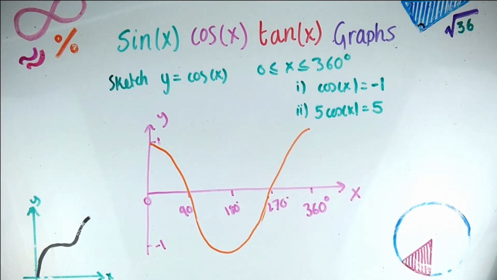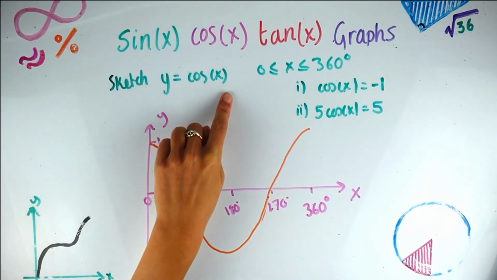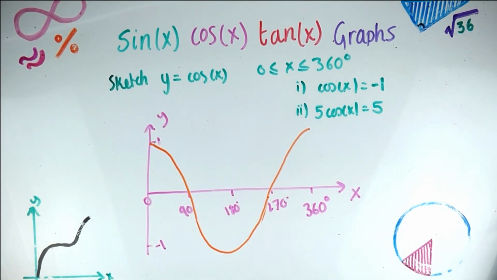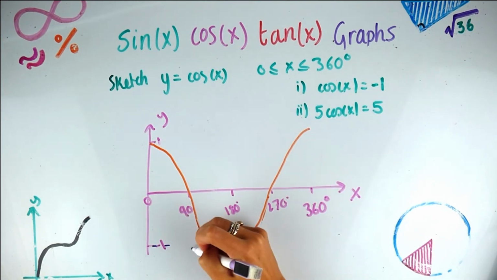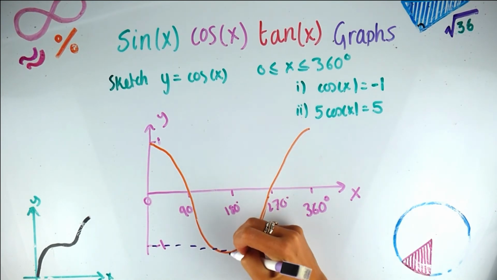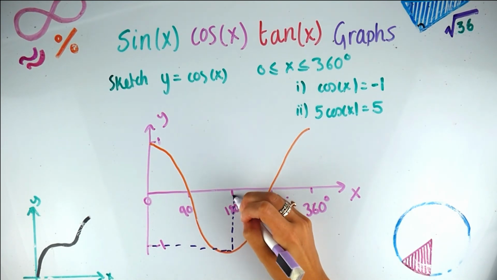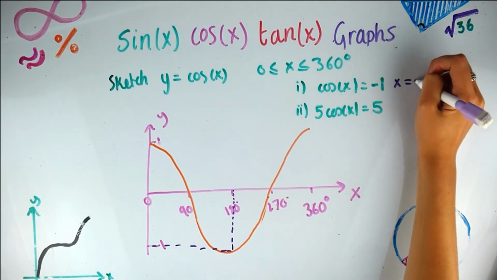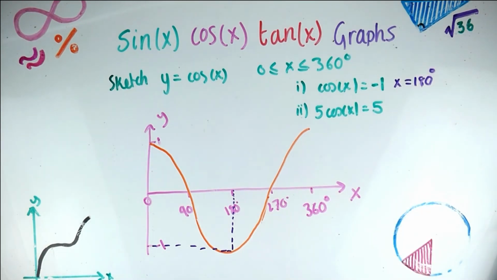Now, using our graph, it's asking us to solve that cos x equals -1. So we've sketched y equals cos x. So in this part, what have we done? We've said that cos x equals -1. So we're saying that y is equal to -1. So within this region we're solving this for. So if we go to y equals -1, what is the x value? And it should be, depending on my sketch, this value here. So x is 180 degrees.